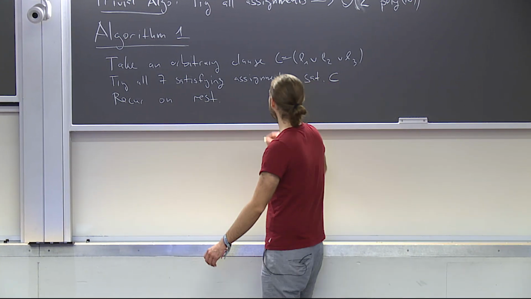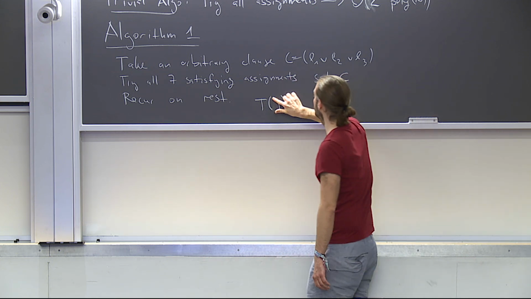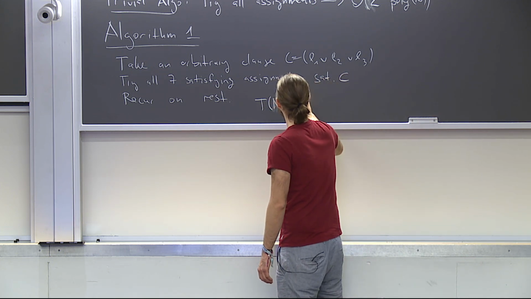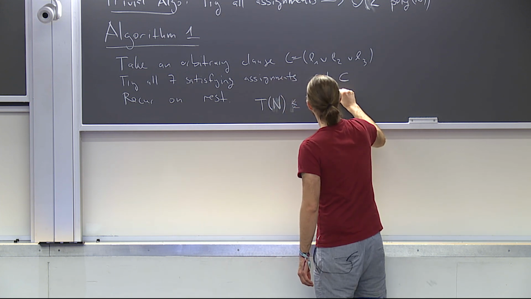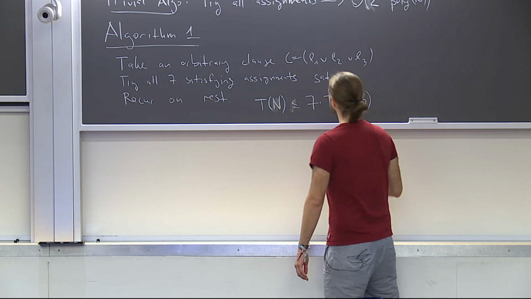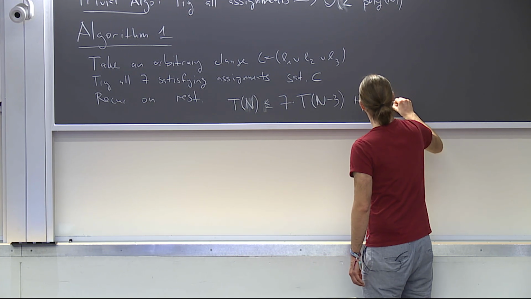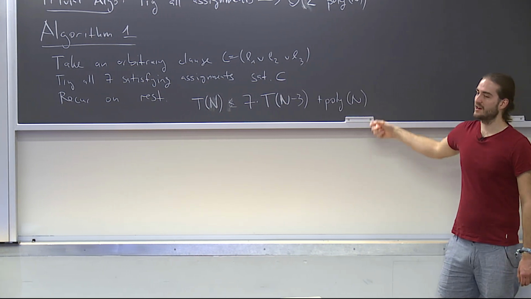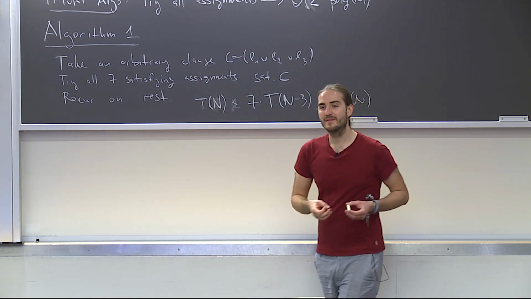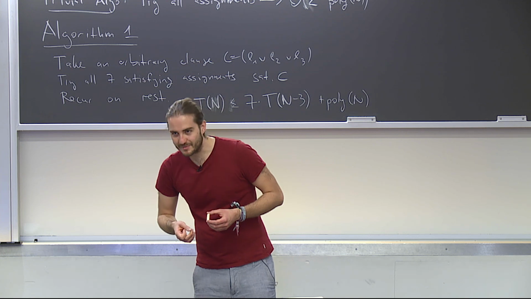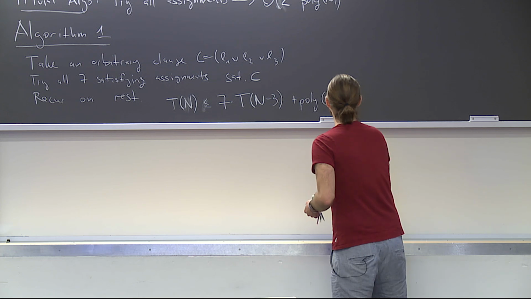OK. I claim this follows the following running time. Running time of this algorithm, with capital N inputs. Well, I claim this has the form you have 7 recursive calls, each on n minus 3 variables, plus some polynomial overhead. Can anyone see what this running time solves to? 7 power n by 3. Sorry? 7 power n by 3. Exactly, yes. Good. Let me write it down, and then I think, there you go.